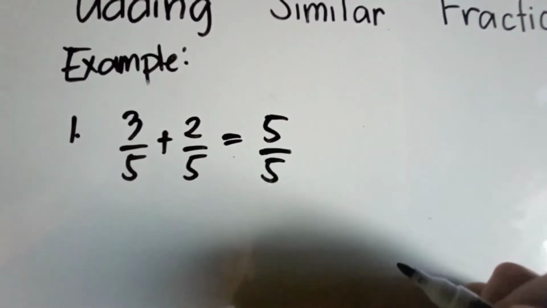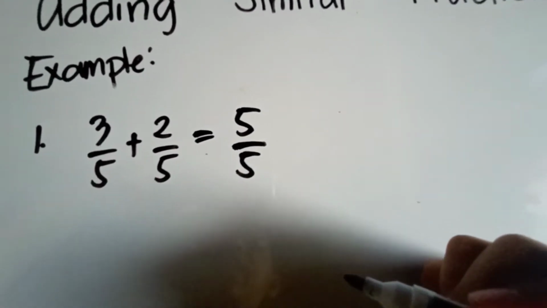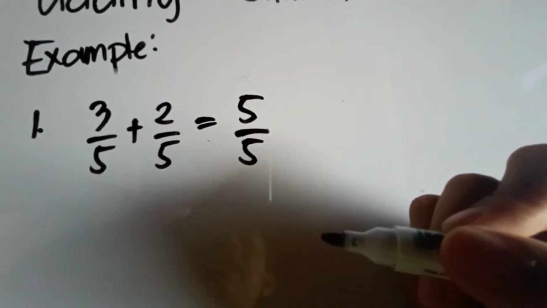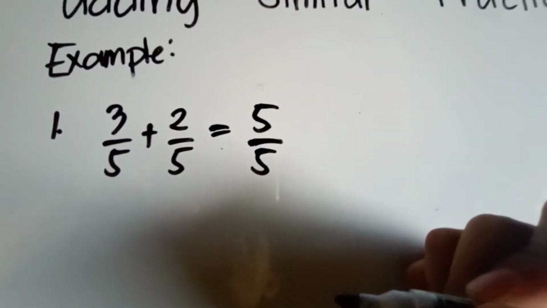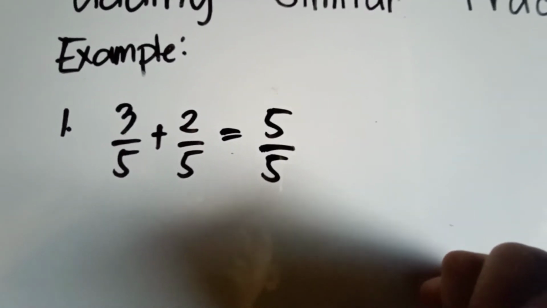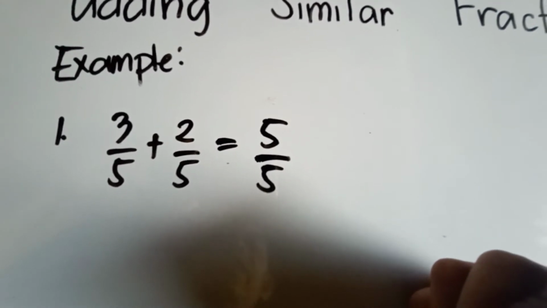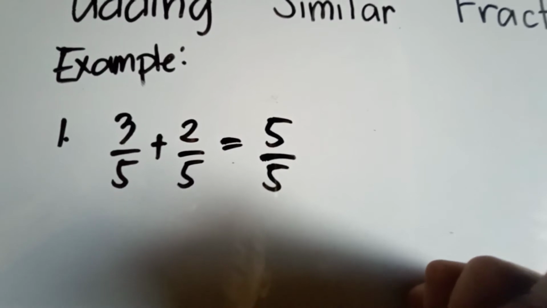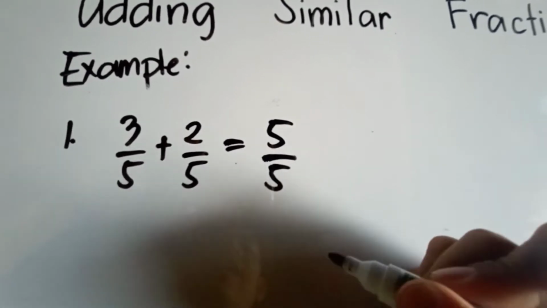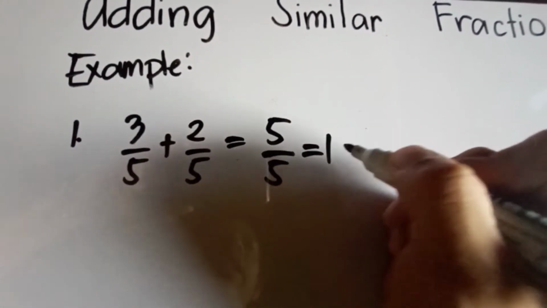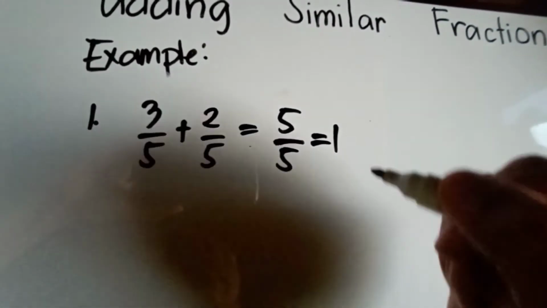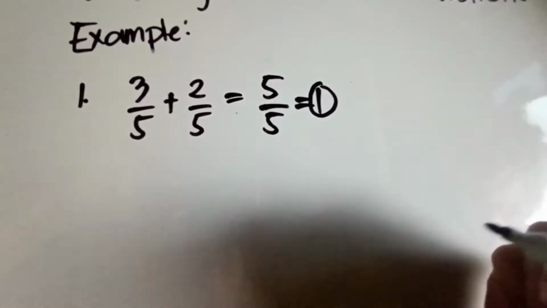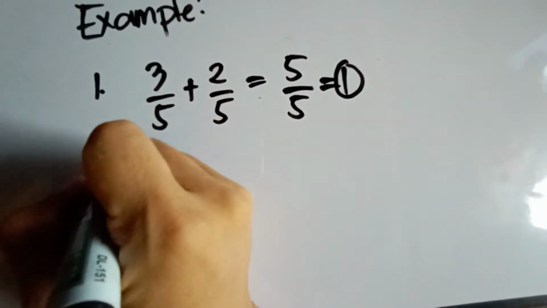Now, is it the final answer? 5 over 5? No, this is not the final answer. So what are we going to do with 5 over 5? We are going to divide. 5 divided by 5 is equal to 1. So 1 is our final answer. Okay, another one.